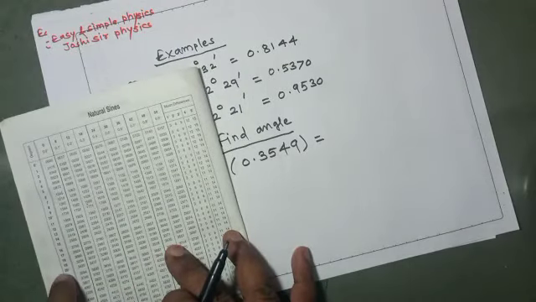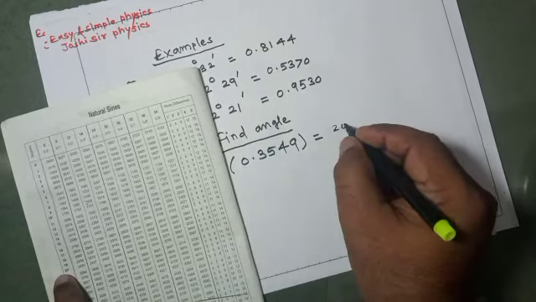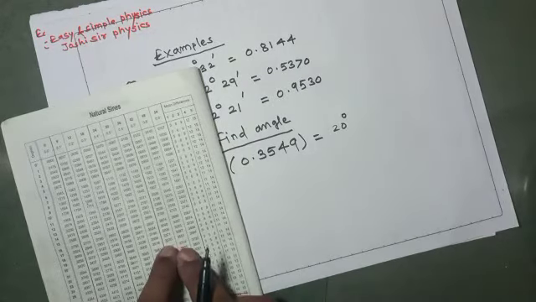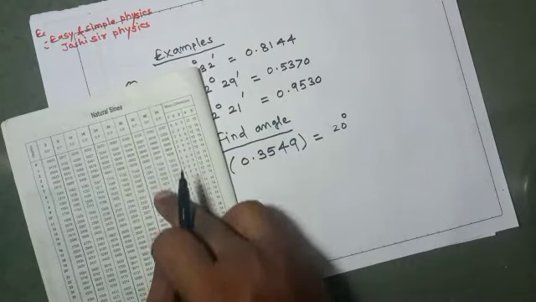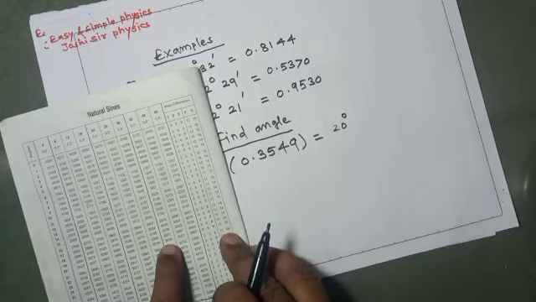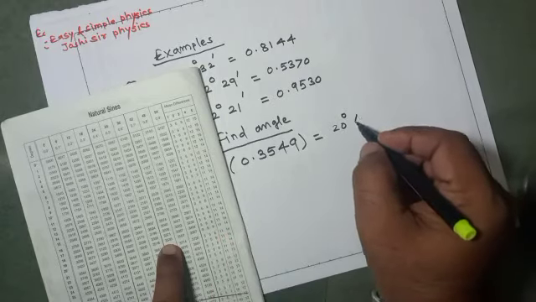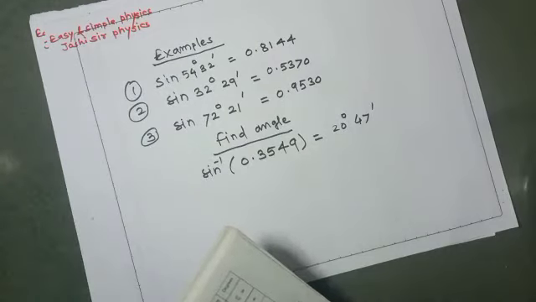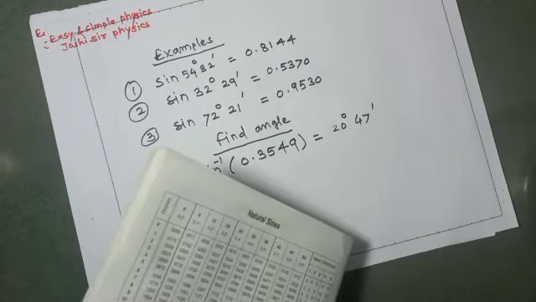So we should find out the angle. First the degree will be 20 degree. Then the minutes will be 42 minutes and 5 minutes. 42 and 5, it is 47. So your angle will be 20 degree 47 minutes.